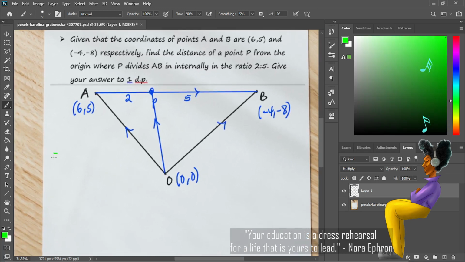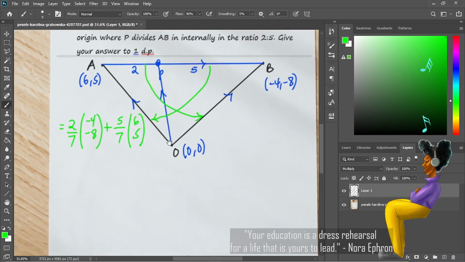To get the coordinates of P, we are going to use the ratio theorem. In this particular case it will be equal to taking this value here, 2, divided by the total of 5 plus 2, which is 7, and this goes with the vector on this side, which is vector B. We write the vector OB as a column vector, (-4, -8), and then plus this value here, which is 5, over the total, which is 7, and it will go with the vector on this side, which as a column vector is (6, 5).